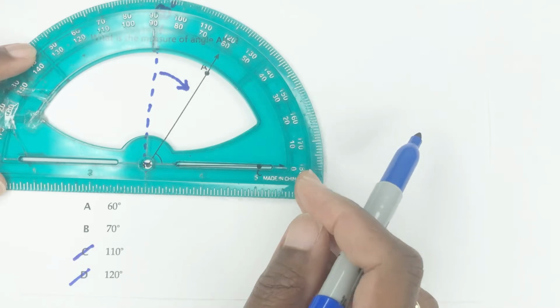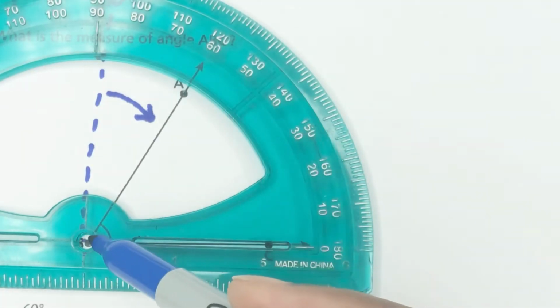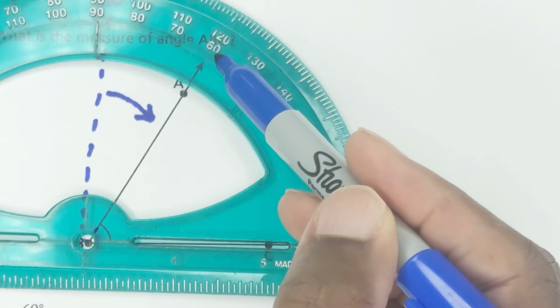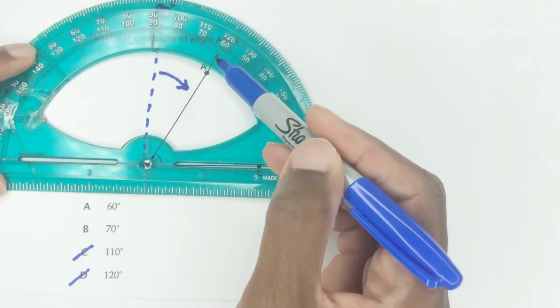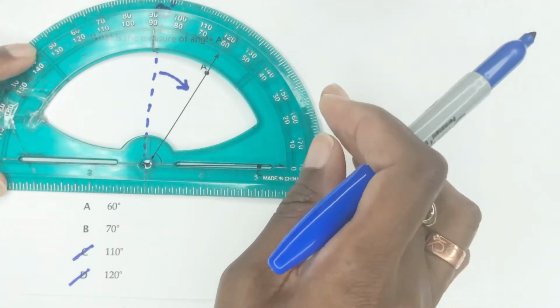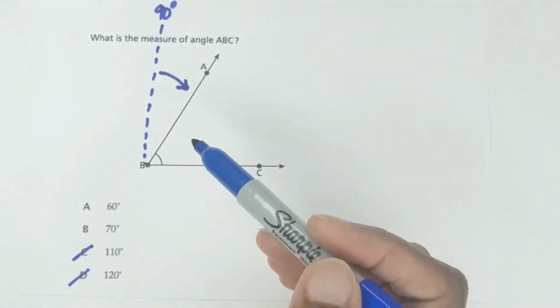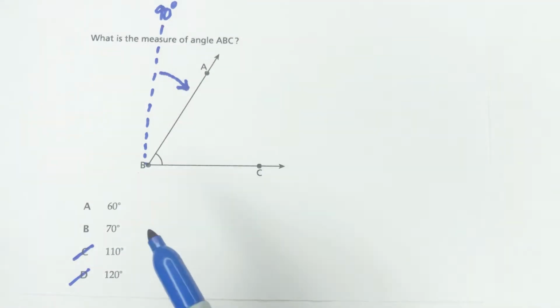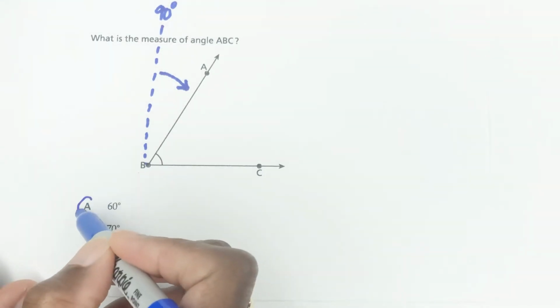Okay, and now you can see that this angle is pointing to 60 degrees. So it's 60, because it would have been a little challenging to look at it and say which one, right, unless you have a protractor. All right, so this one is A, 60 degrees.